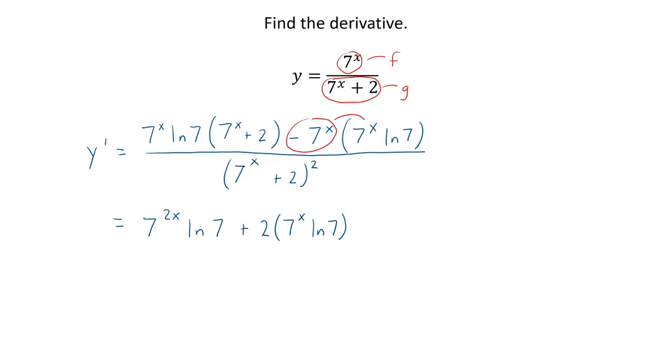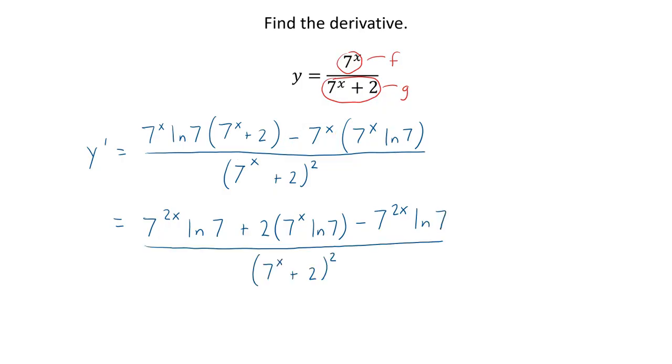And now let's distribute to simplify the second term. Minus 7 raised to the x times 7 raised to the x is minus 7 raised to the x plus x, which is 2x. So that gives us minus 7 raised to the 2x, and that's still multiplied by ln 7. And that's still over the denominator squared. So 7 raised to the x plus 2 squared.